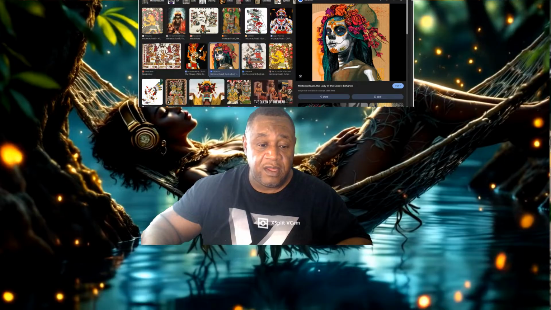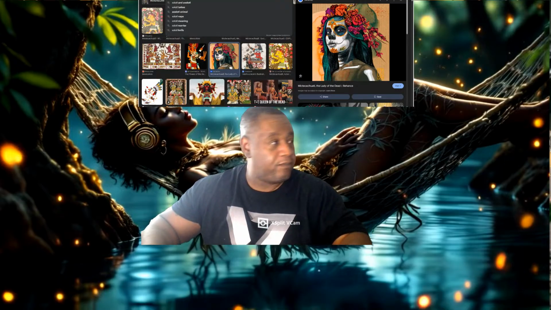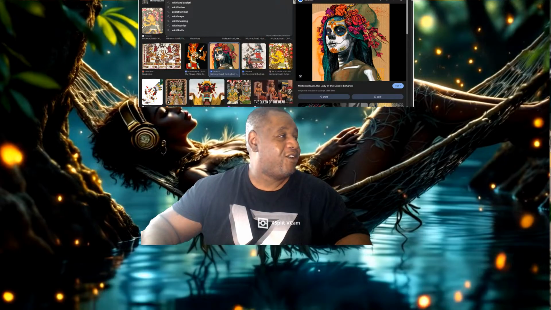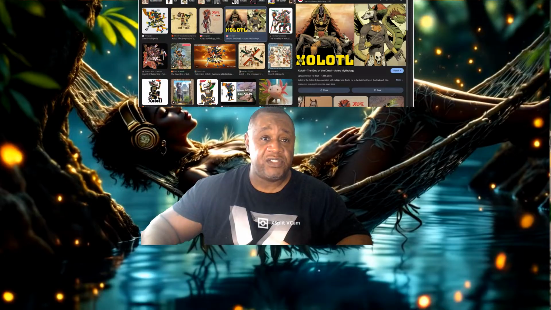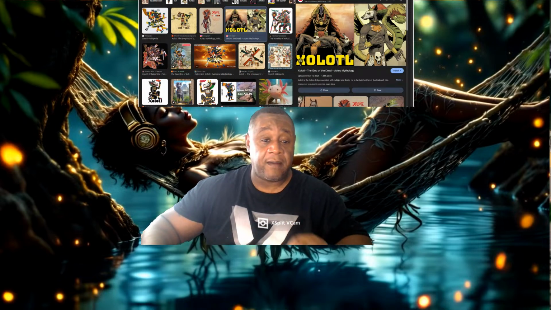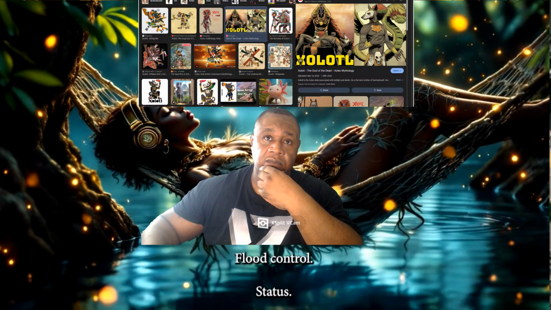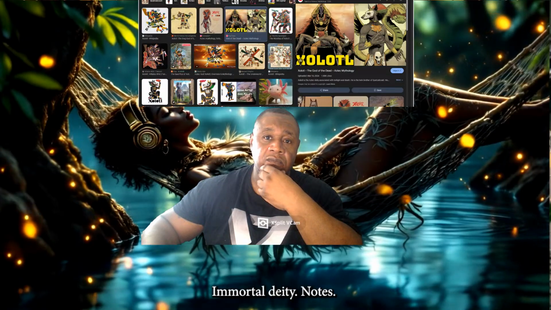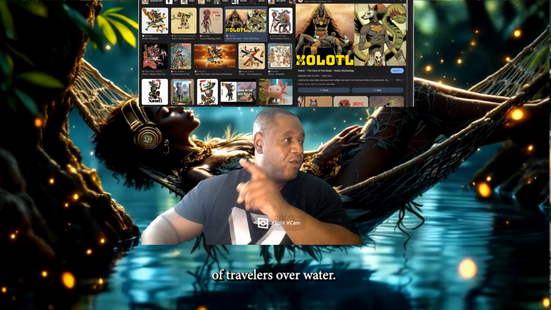Now, Xochitl, this is another one, the dog-headed deity, and let's line this one up here. I'm going to get some images up before we start hearing a little bit about this character. This is the dog-headed deity, and right off the bat, that's exactly what we get. A lot of good representations. Let's see what the profile I got up here says. Again, I'm working from some info I put together for you guys. It makes it easier to go back and reference everything I'm talking about right here. Power type: water manipulation, fertility blessing, flood control. Status: immortal deity. Notes: associated with childbirth and protection of travelers over water.